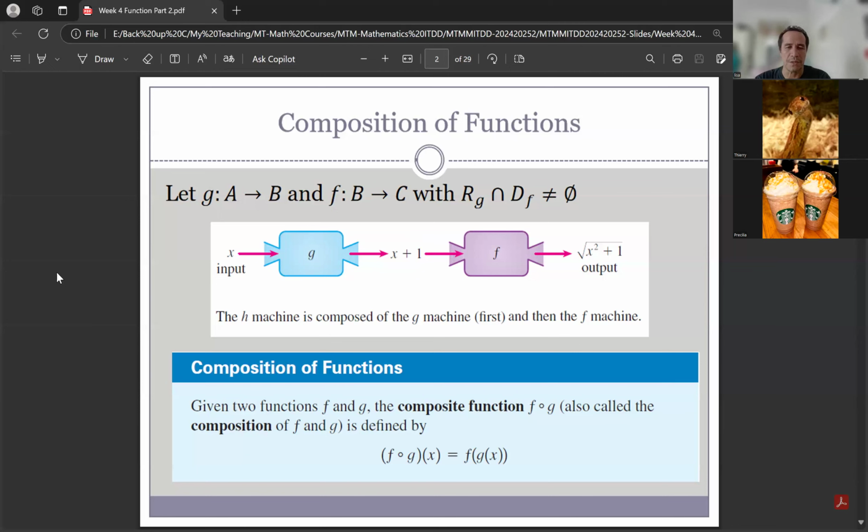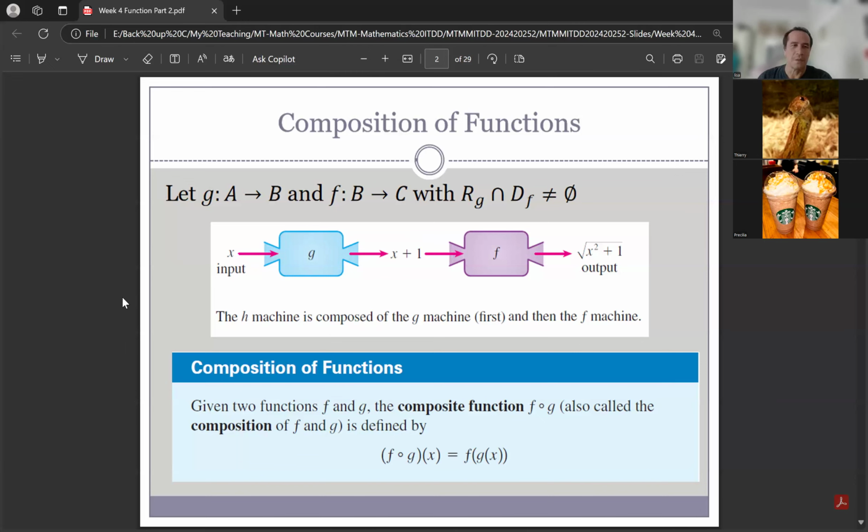So we have two machines. In this illustration, we illustrate a function as a machine. The first machine is g, and the second machine is f. The processing of x to become the square root of x squared plus 1 is an example of composition of function.